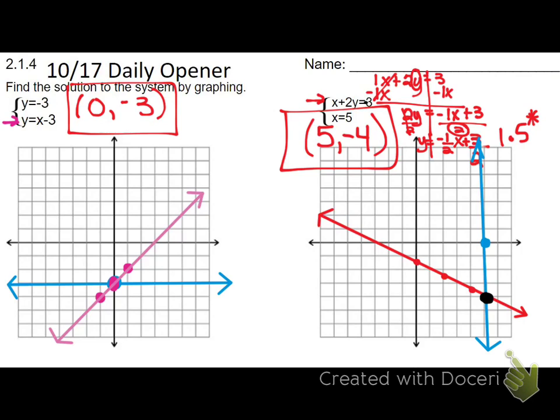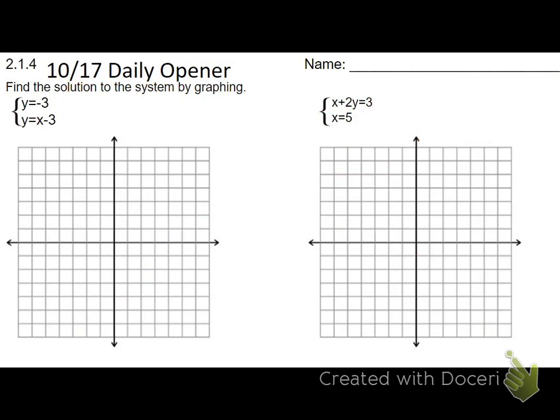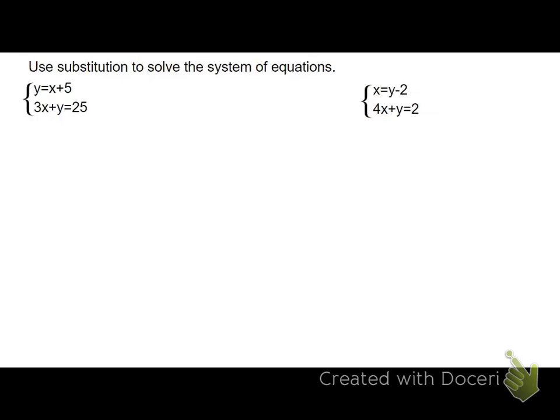All right, let's take a look at the back. Now, here's the new stuff. It's okay. That's why we're going to work on it more today. So now we have the system of equations, meaning we have two equations we're going to solve for at the same time. We're going to use substitution to solve the system of equations.